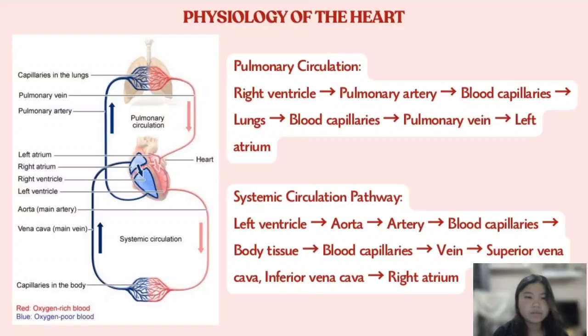On the other hand, the systemic circuit brings oxygenated blood from the left ventricle to body tissues through the aorta, arteries, and blood capillaries. Deoxygenated blood is then transported back to the right atrium through the blood capillaries, veins, and superior or inferior vena cava.